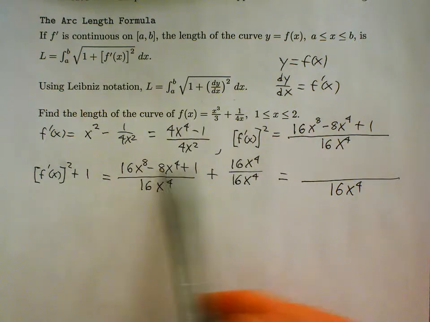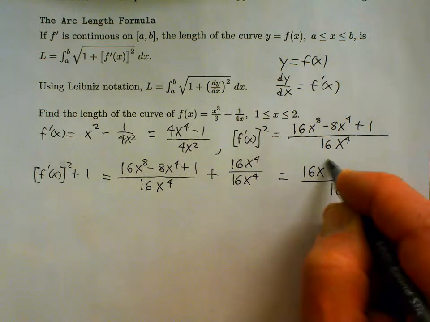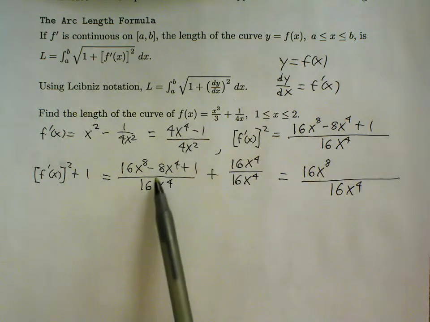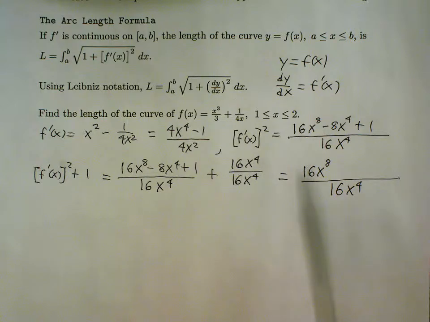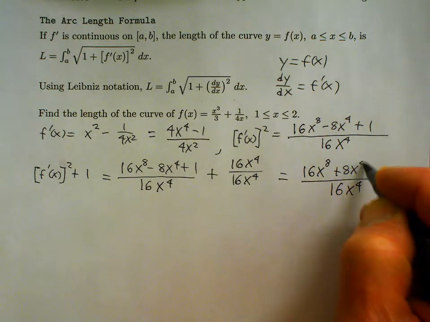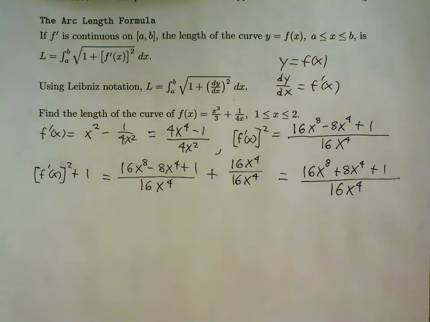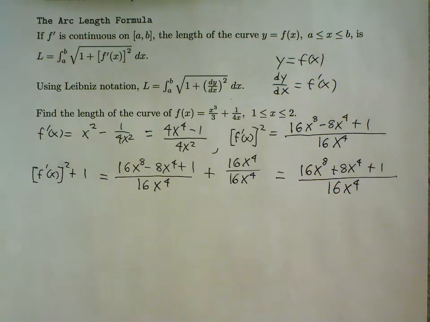When we add the numerators, we have 16x to the eighth, and then minus 8x to the fourth plus 16x to the fourth is plus 8x to the fourth, and then plus 1. Okay, is there any nice feature about this expression that you notice?